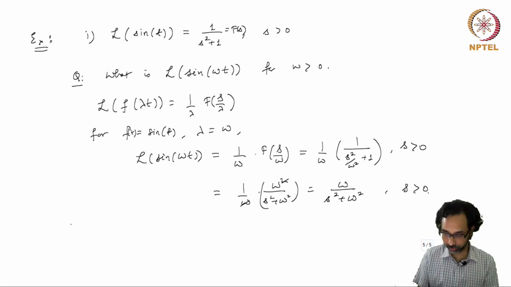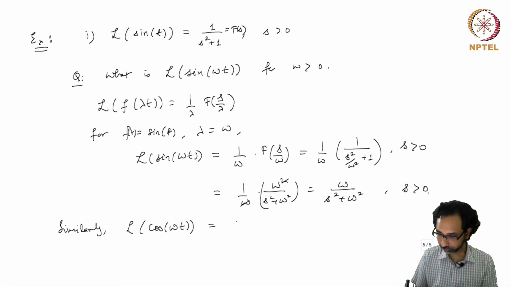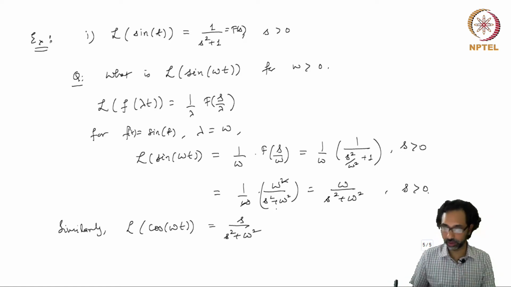Similarly, one can compute the Laplace transform of cos omega t, and this is just s by s squared plus omega squared, and the region of convergence is again s greater than 0.